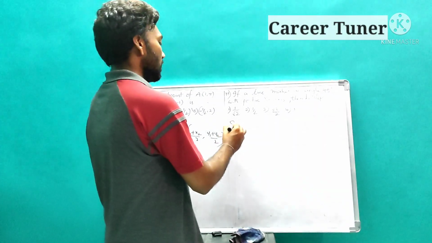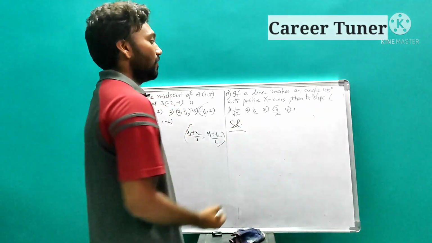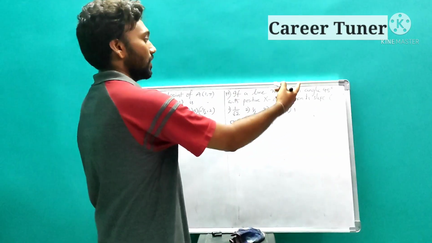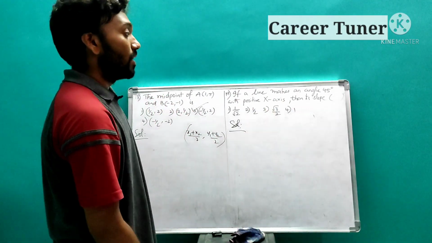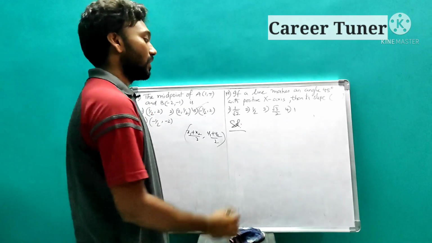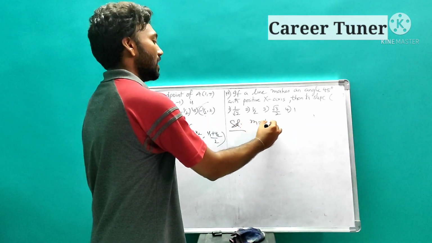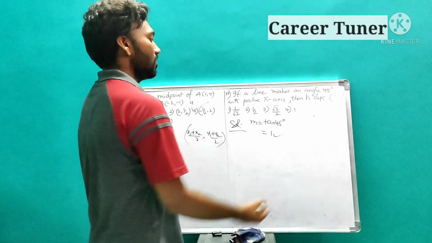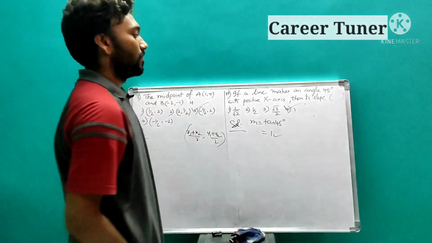Okay, the next one, coming to the solution. Now if a line makes an angle of 45 degrees with the positive x-axis, so theta is given as 45. Theta 45, in the sense, what is the slope? m is equal to tan theta. So what is theta? 45 degrees. What is tan 45? Simply nothing but 1. So the fourth one is our option.